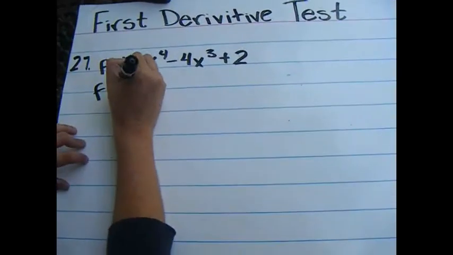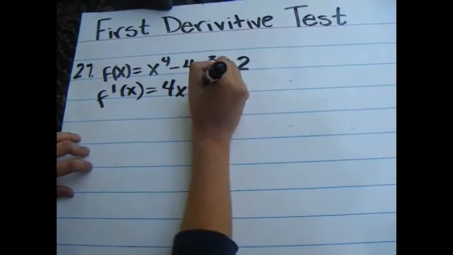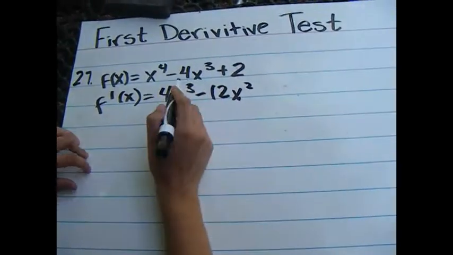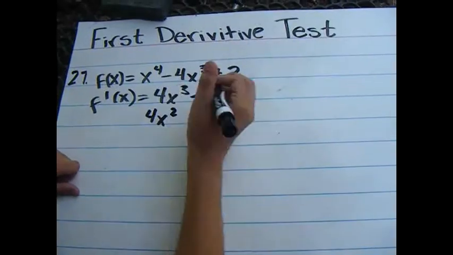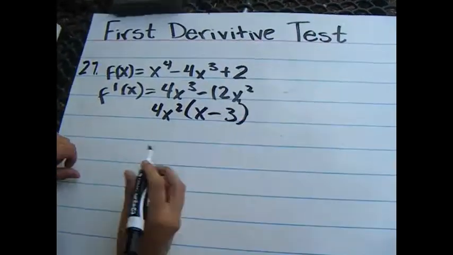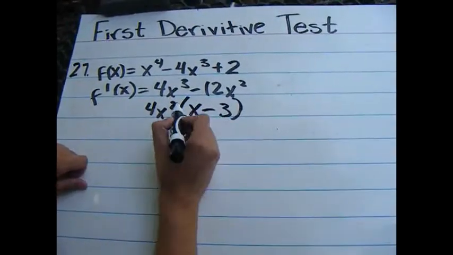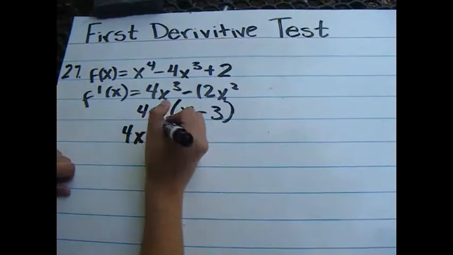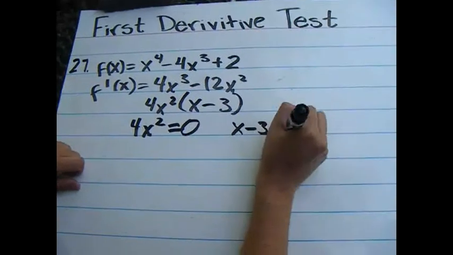By now you should be able to take the derivative of a function like this. If you take the derivative, you should get 4x cubed minus 12x squared. As you can see, if you use your algebra skills, you should be able to factor this and take out 4x squared, and that leaves you with x minus 3. To find your critical points, you have to set both of these factors equal to 0. So you have 4x squared equals 0 and x minus 3 equals 0.